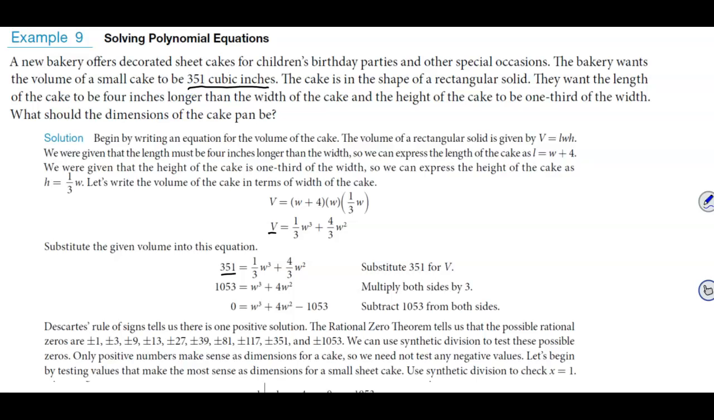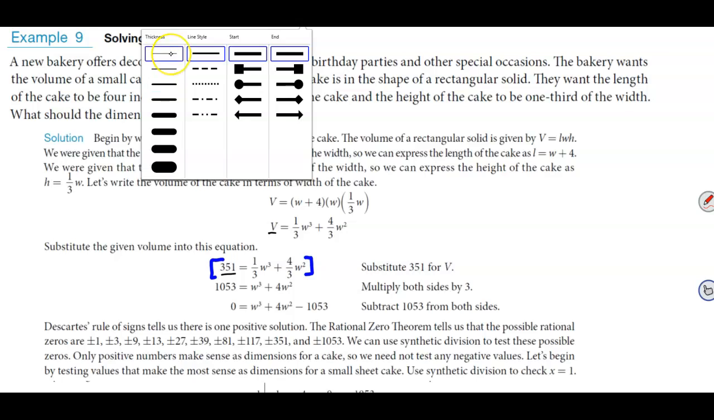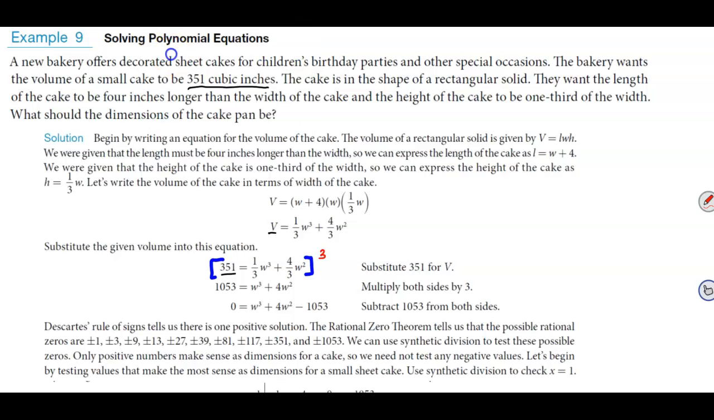So we want to make sure that we don't have any fractions. So we're going to multiply both sides of the equation by the LCD, and the LCD is 3. So if we multiply the entire equation by 3, 3 times 351 is 1053. 3 times 1/3 just gives you W cubed, plus 3 times 4/3 W squared is 4W squared. And now we're going to set this entire equation equal to 0 by subtracting 1053 from both sides.